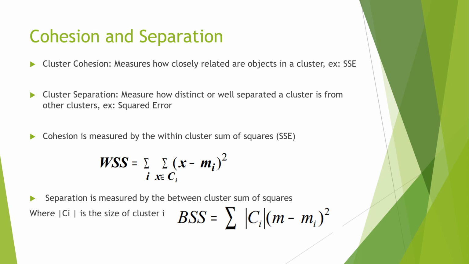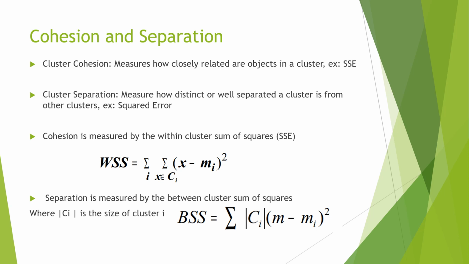Cluster cohesion measures how closely related the objects in a cluster are, and cluster separation measures how distinct or well separated a cluster is from other clusters. An example is the squared error. Cohesion is measured by the within-cluster sum of squares, as you can see in the formula, and separation is measured by the between-cluster sum of squares. You can see the formula where Ci is the size of cluster i.